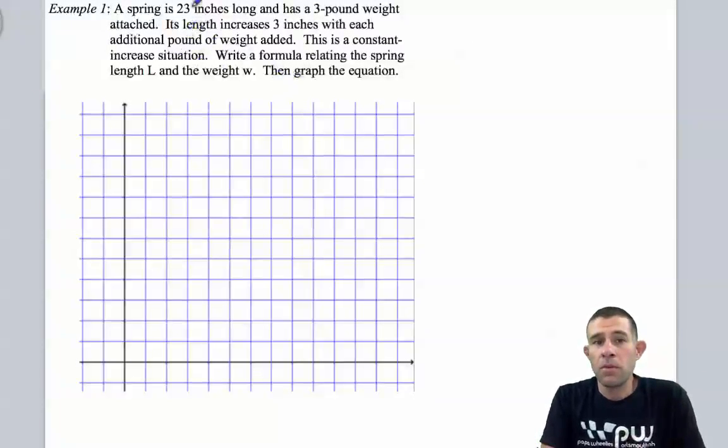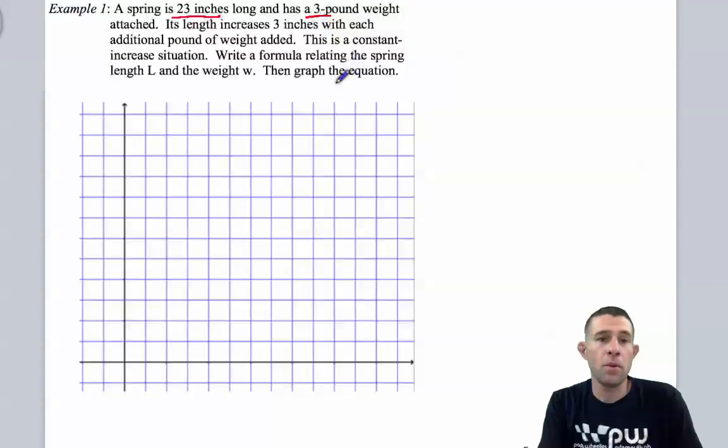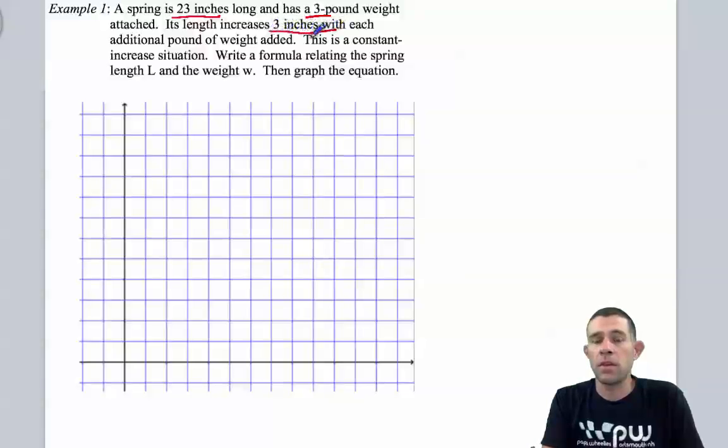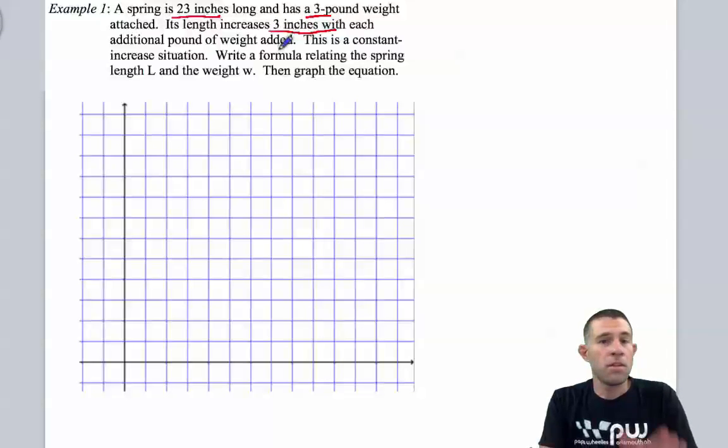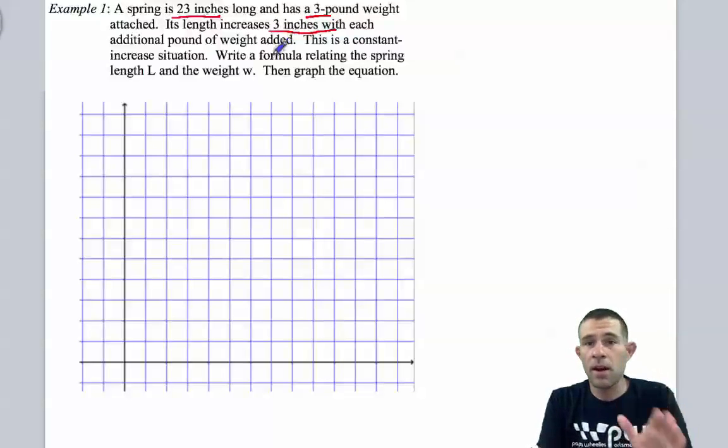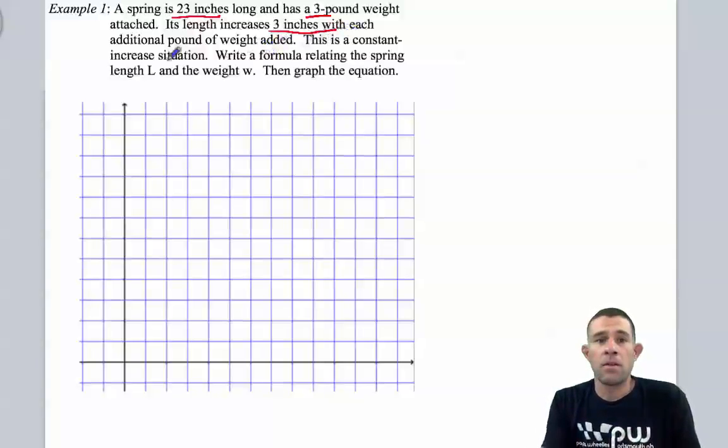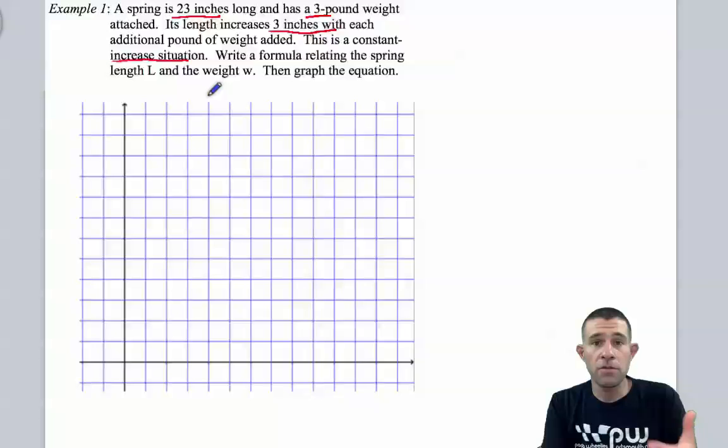Alright, in example 1 we see that we have a spring that is 23 inches long and it has a 3-pound weight attached to it. Its length increases 3 inches with each additional pound. Think there that's the slope or the constant rate of change. Now, this is a constant increasing situation, so they're telling us that this is a linear function or a linear equation. We want to write a formula relating the spring length L and the weight W.